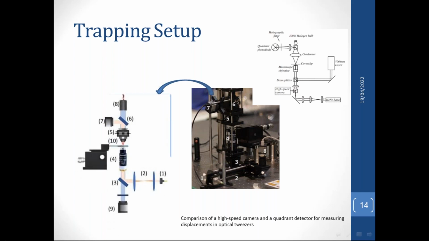Here is a schematic of our trapping. We use a well-collimated laser. It enters the beam expander and is reflected with two steering mirrors and enters the objective lens and focuses inside the sample. And the scattered light is collected with the condenser lens, and the light is reflected with another hot dichroic mirror and enters the Shack-Hartmann sensor for measurement.